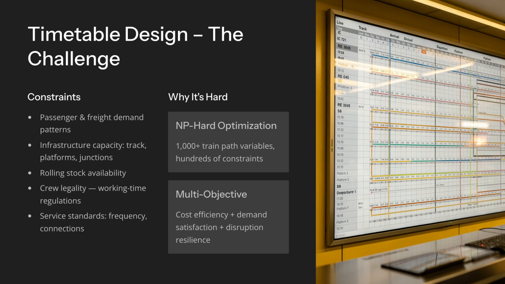Constraint satisfaction and optimization solvers, things like integer linear programming and genetic algorithms, can explore that vast solution space algorithmically. They don't get tired. They don't rely on intuition or habit. They systematically search for near optimal solutions faster than any manual process could. And crucially, they can generate multiple candidate timetables at once. So instead of arriving at one solution after months of work, planners can compare several strong options, each with its own performance metrics, and make an informed choice between them. That's a fundamentally different way of working.